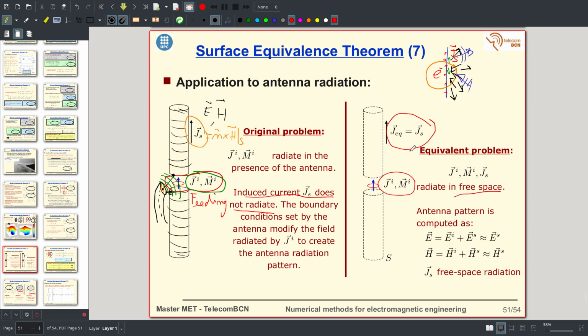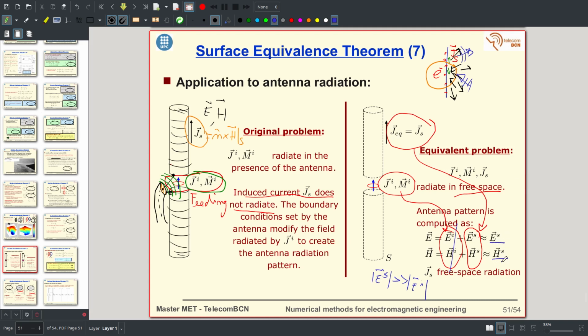We compute the field due to the impressed currents as the incident field in free space. We compute the field due to the equivalent currents as a scattered field in free space, and then we have to sum both together. Very, very often, for example in a dipole, the scattered field is much larger than the incident field. Okay? And we remove the incident field here, and we only compute the radiation of the equivalent current.